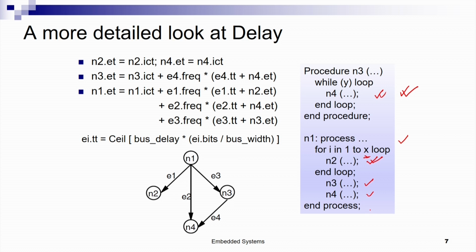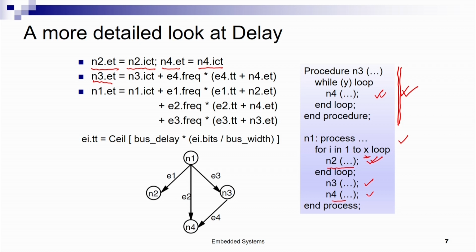Now, if you want to estimate the execution time, we will have something like this. N2 does not call anybody. So, the execution time of N2 is given by the internal computation time, ICT, of N2, and nothing else. Similarly, N4 does not call anybody, it is a monolithic, sequential program. So, the execution time of N4 is only the internal computation time of N4. For N3 we have this procedure.